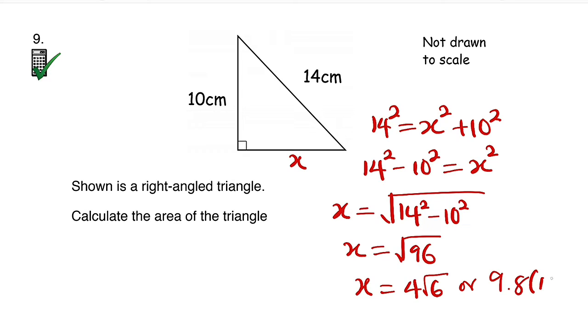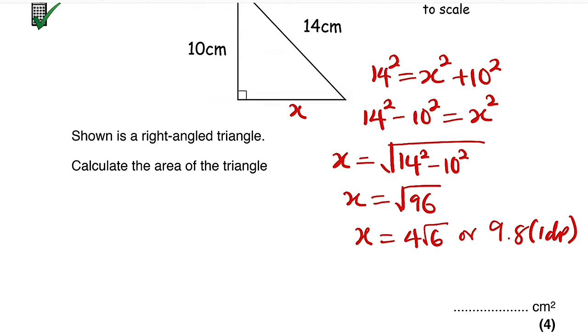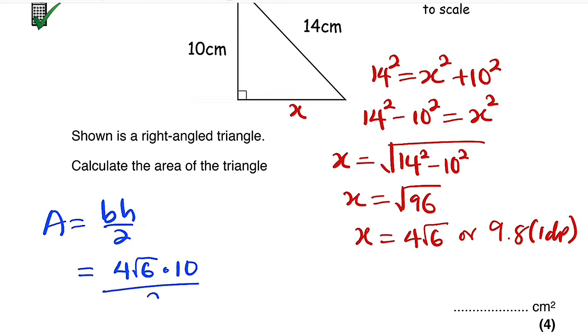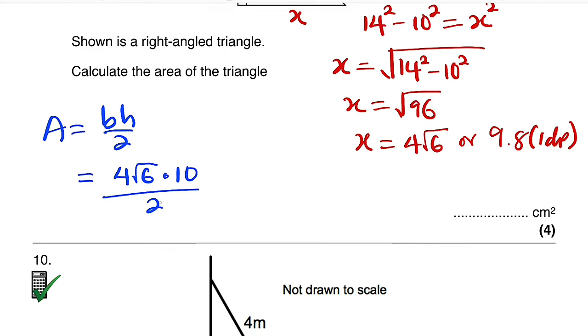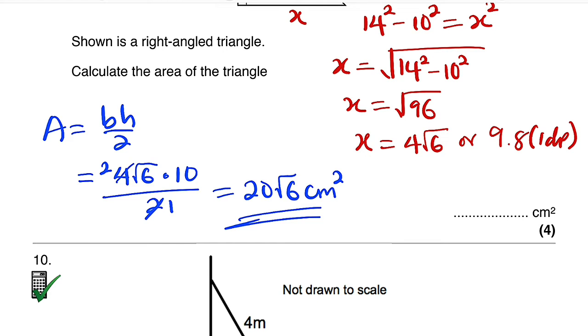9.8 in 1 dp. So we are asked to find the area. So let's find it. Area, remember, is base times height divided by 2. So this is equal to the base, which is 4 root 6, times height 10, divided by 2, right? 2 can go into itself one time and it can go into 4 two times. So we have 2 times 10, which is 20. So altogether we have 20 root 6 cm squared. This is the most accurate answer.